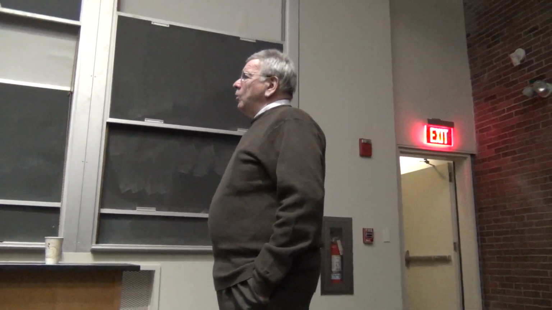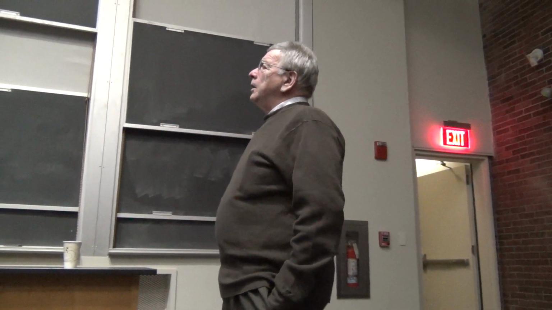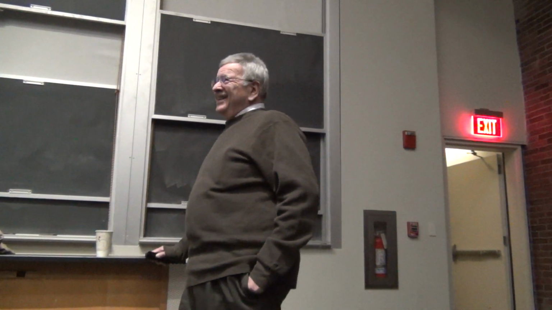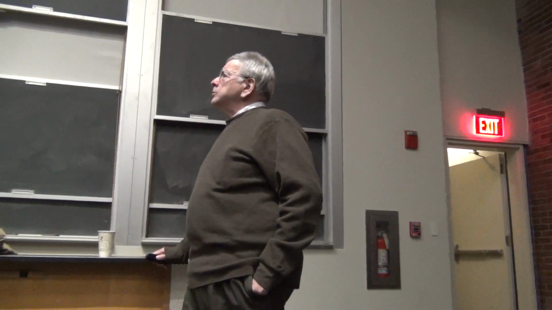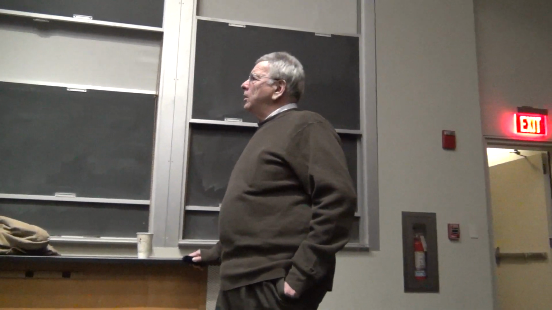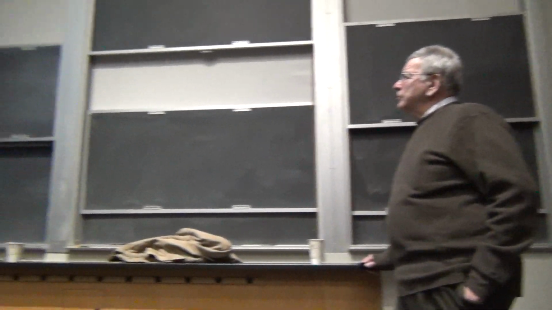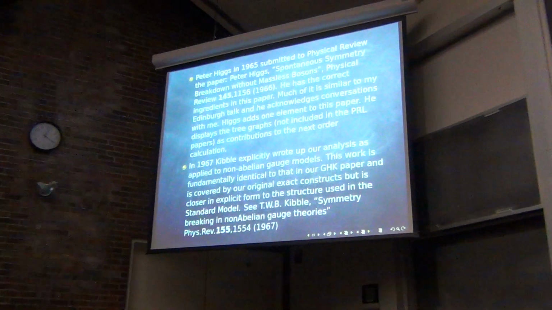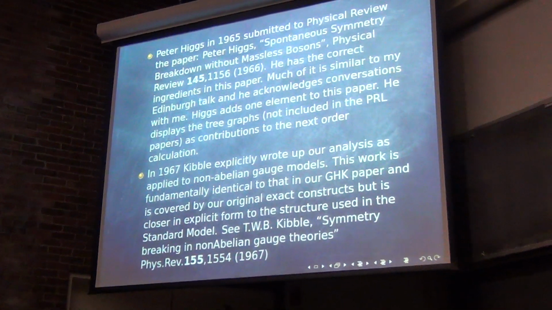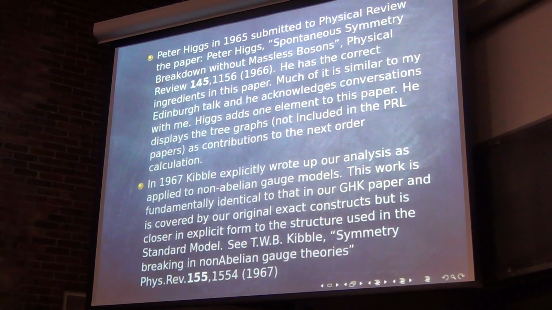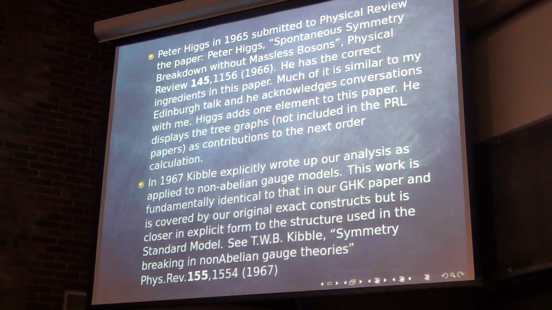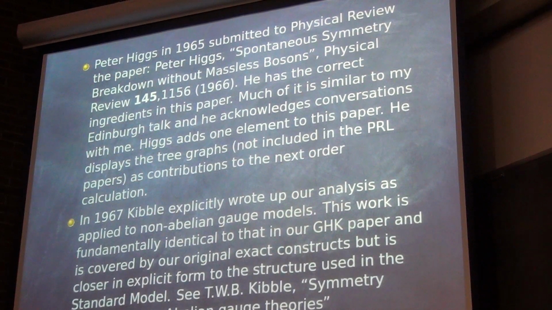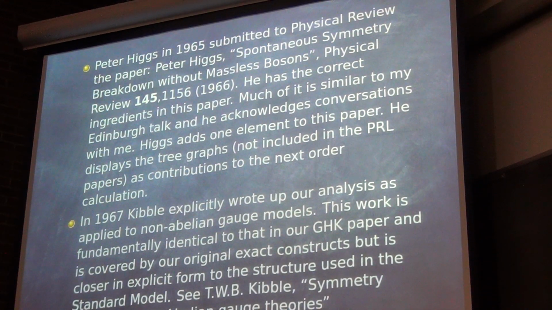But anyway, I wrote that paper, and it was published in the proceedings of that conference. It's available at rare book dealers now. And recently it was republished and it's posted on the archive. And then after that, Peter Higgs in 1965 put a paper in Phys Rev, which is very similar to my Edinburgh talk, and he acknowledges conversations with me. And he adds one extra element to the paper. He displays tree graphs, which contribute to the next order of the calculation of this model.